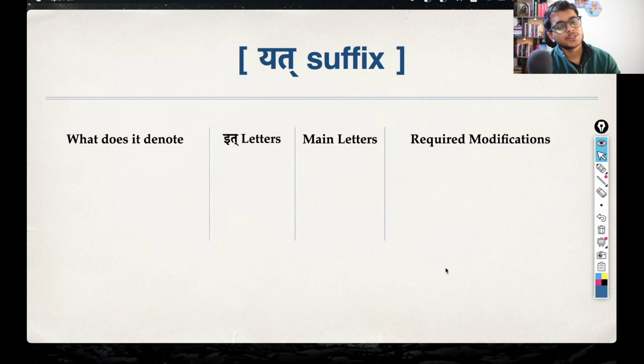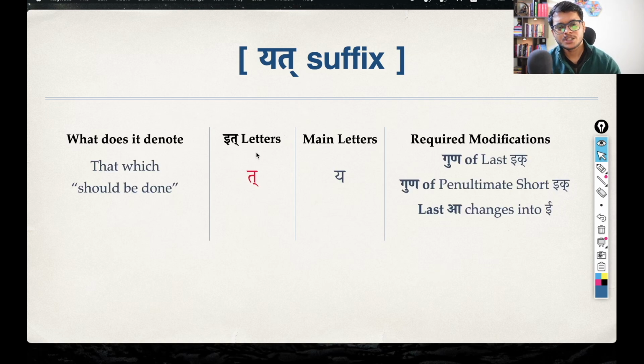So we are starting with the yat suffix and you are all already familiar with this format. We have these four columns for every suffix: what does it denote, what are the it letters, what are the main letters, and what are the required modifications for this suffix. What does it denote? We already spoke about this. It denotes that which should be done. This is what is denoted by the pratipadikas created using these suffixes, the yat suffix for example.